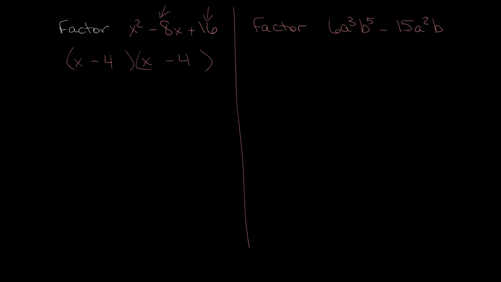Now, the thing about this section is why it's called perfect squares is because these are the exact same thing. So you can write x minus 4 squared because you have two of them, and that's it.